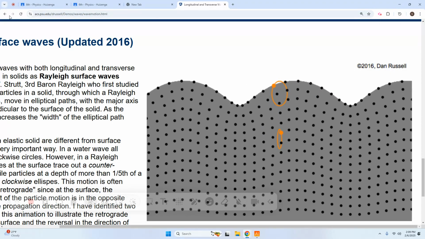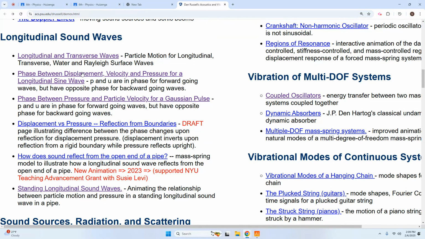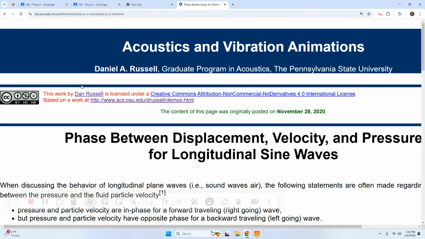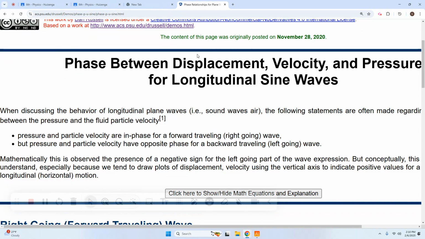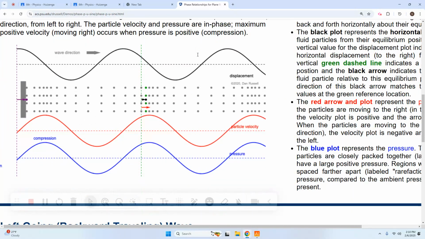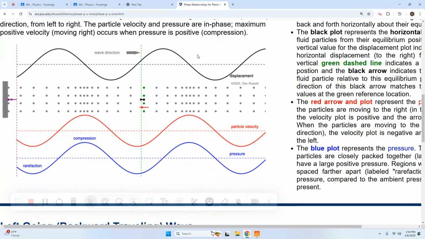Okay. Now, there are other things here that I wanted to show you. Here's phase displacement between velocity and pressure for a longitudinal sine wave. I was attempting to show this to you yesterday, talking about phase shifts. If you've been up far along in math, then phase shifting is something that's in your area of expertise. If you haven't seen it yet, this might help you a little bit if it loads. Okay. Phase between displacement, velocity, and pressure for longitudinal sine waves. Now I'm going to let this one stay up here for a minute while you look at it.